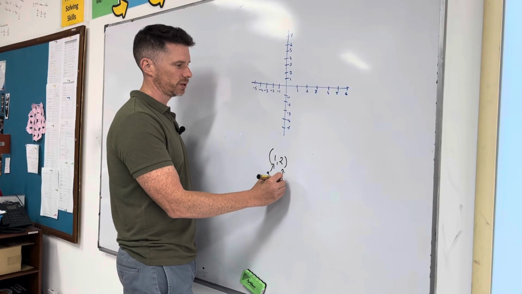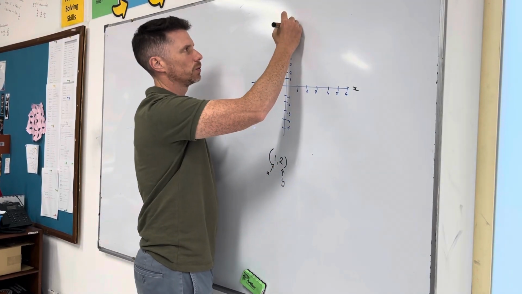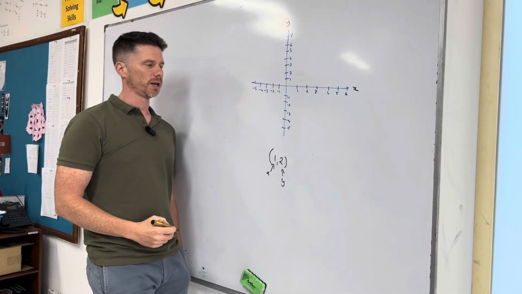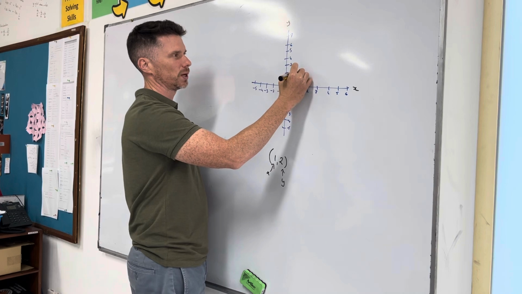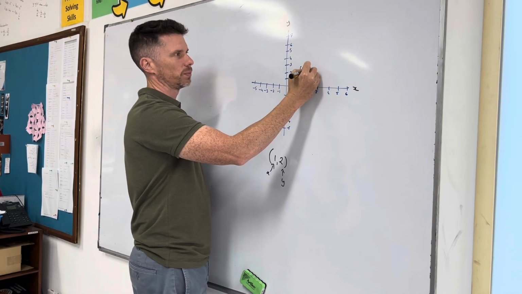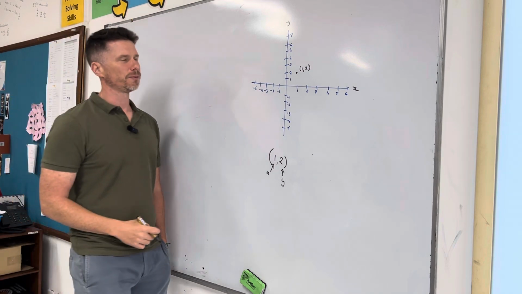We have an x-coordinate and a y-coordinate. This refers to the x-axis and the y-axis. We can then plot that point. This is along 1 on the x-axis and up 2 on the y-axis. We can plot it as such, and we do that for all 4 quadrants.